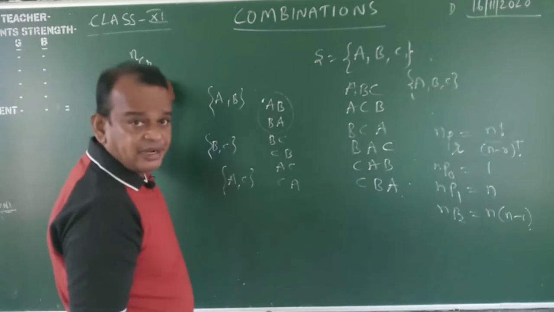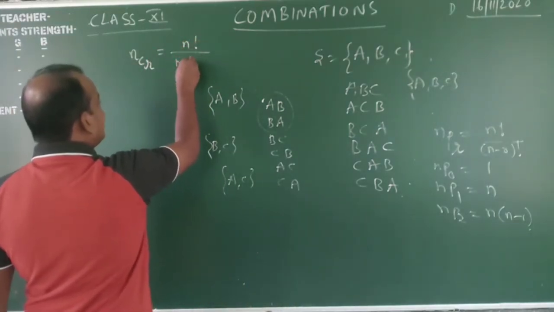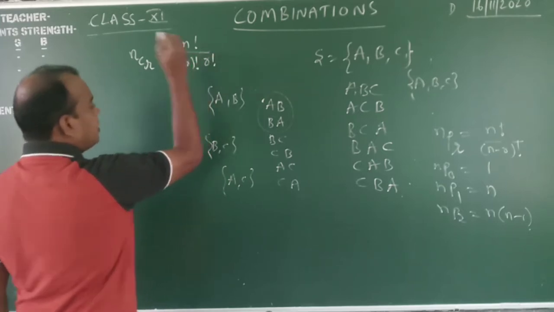Okay, my dear students, what is the formula of nCr? nCr is equal to n factorial by n minus r factorial into r factorial.